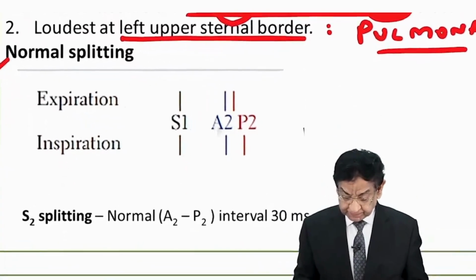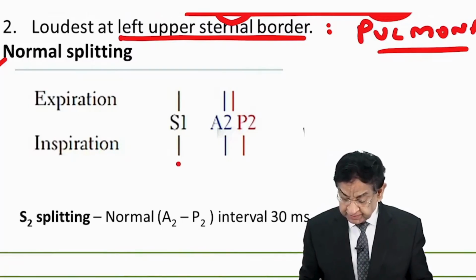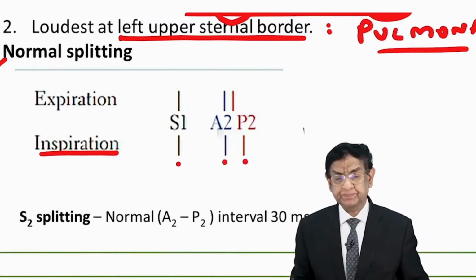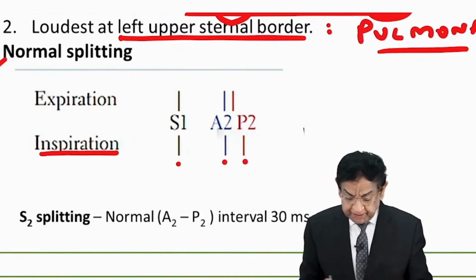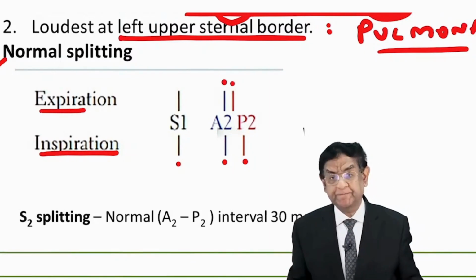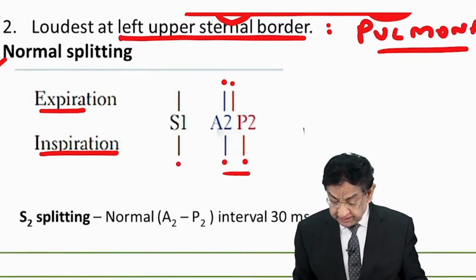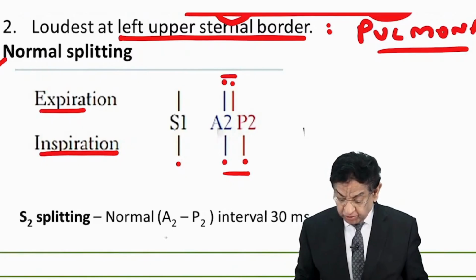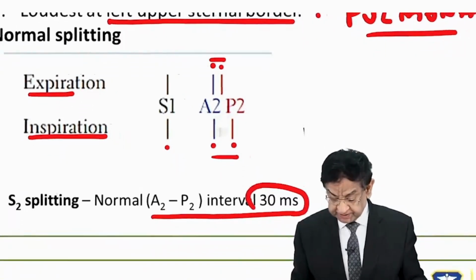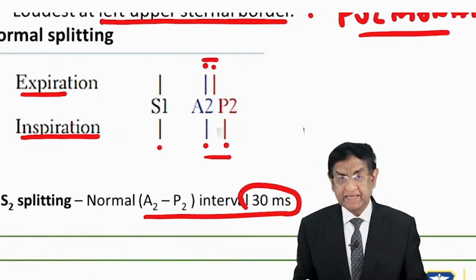So what happened? As I told you, splitting is there. This is the S1, A2, P2. This occurs in inspiration. But in expiration, A2 remains there, but P2 comes closer. That means the gap is narrowed down. Point to be noted, you can see this, and this. Agreed? A normal A2-P2 interval is around 30 milliseconds.